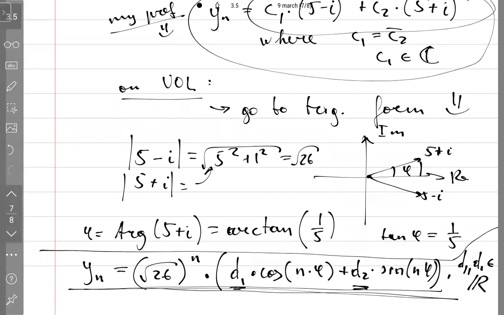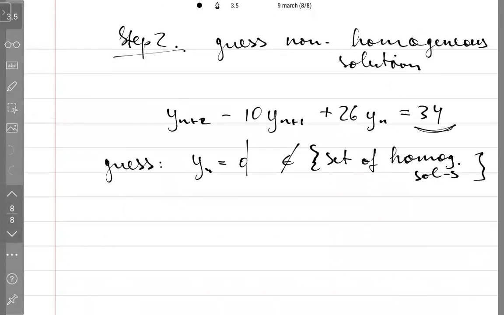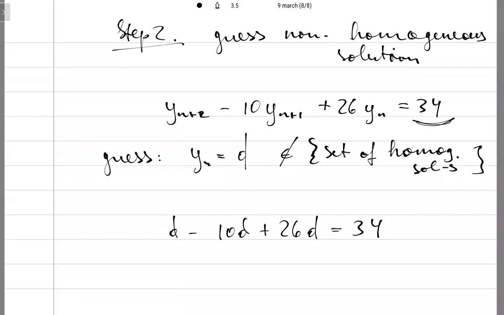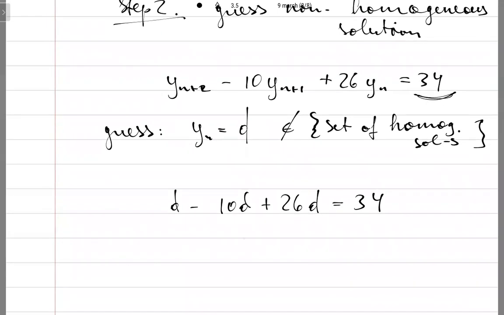And basically, I continue with my guess. I will not multiply it by n. If my guess belongs to the set of homogeneous solutions, then I will multiply it by n. In this case, I don't need to do it. And I just plug in: d minus 10d plus 26d is 34. And then 17d is 34, d is 2.